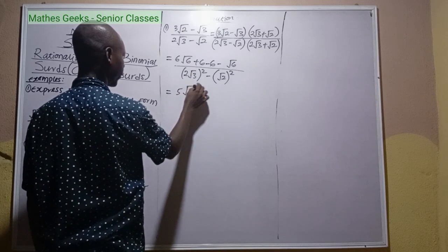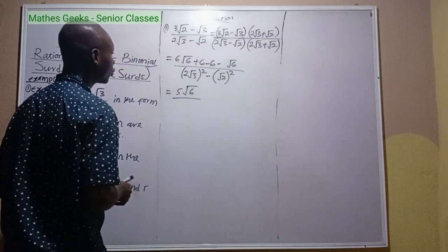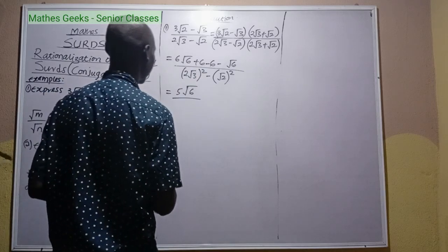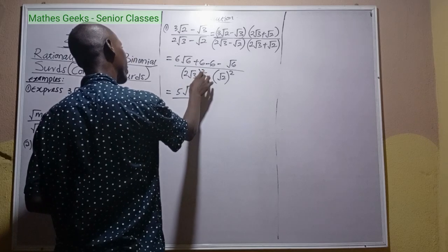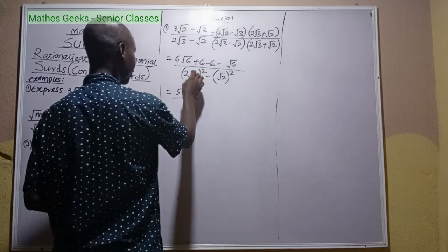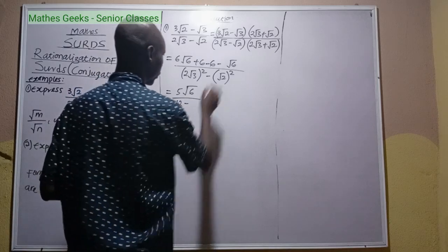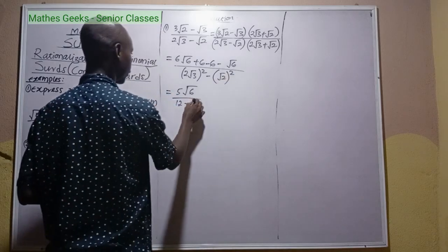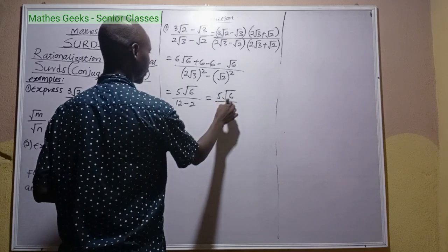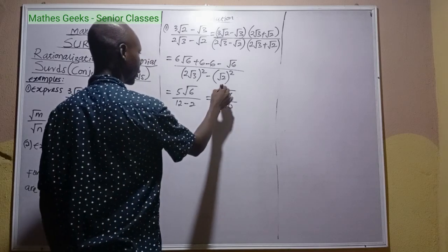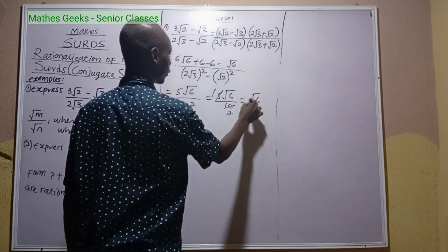For the denominator, the square of 2 is 4 and the square of root 3 is 3, so 3 times 4 is 12, and then minus the square of root 2, which is 2. So this is 5 root 6 over 10. Let's simplify by dividing 5 into both, which gives root 6 over 2.